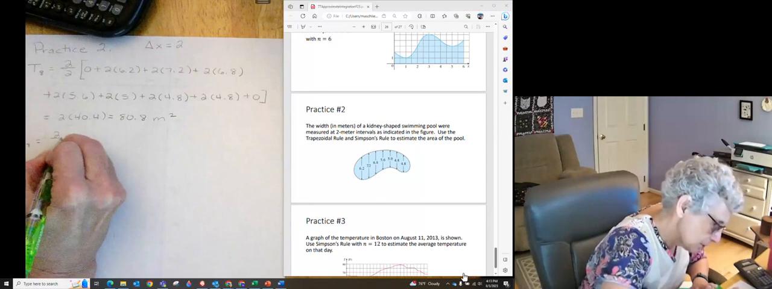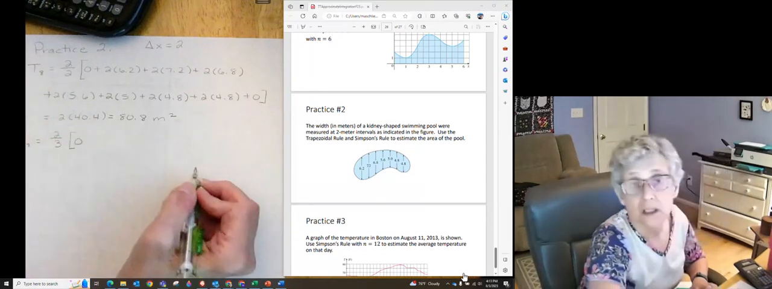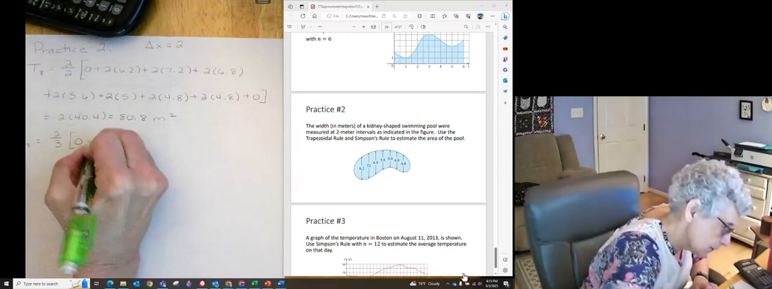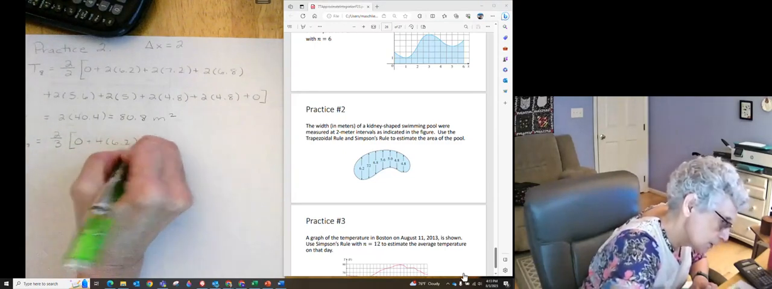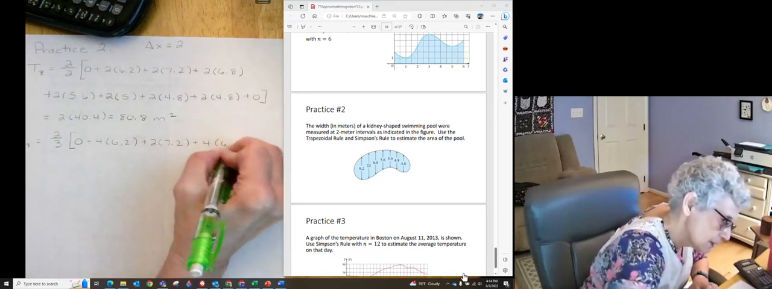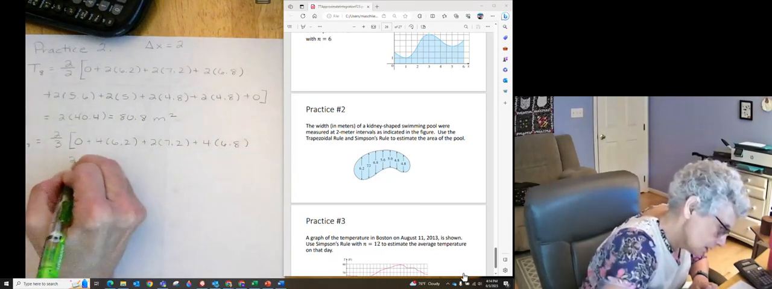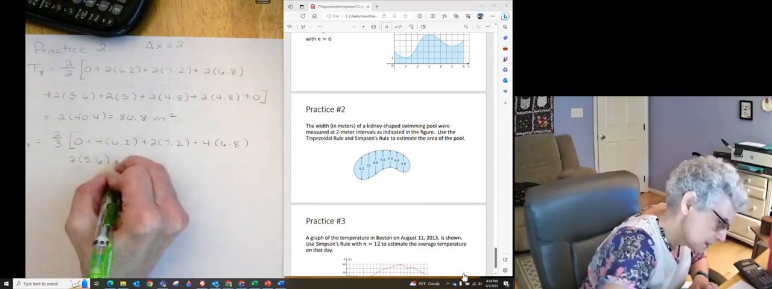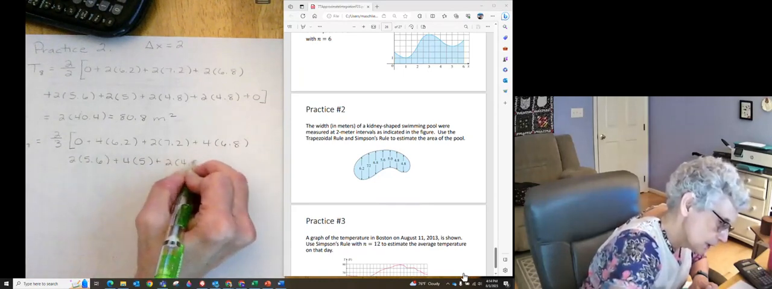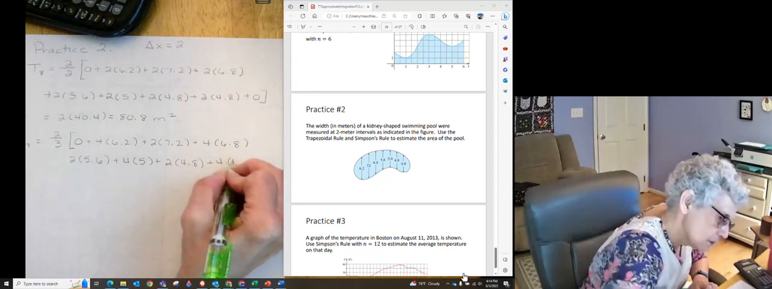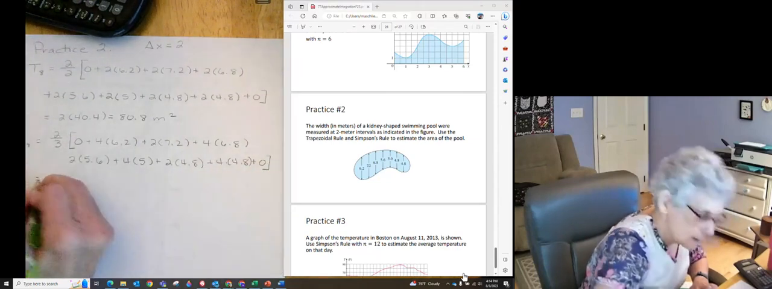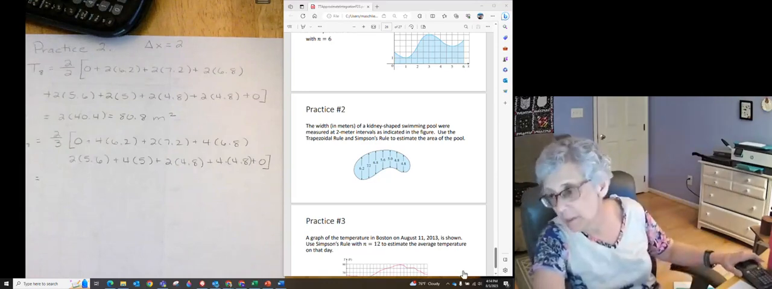This time we have 2 over 3. We're still going to start and end with zeros because we have 1 times 0 at both ends, but we have 4 times 6.2, 2 times 7.2, 4 times 6.8, 2 times 5.6, 4 times 5, 2 times 4.8, 4 times 4.8, and 0. I'll add those up.